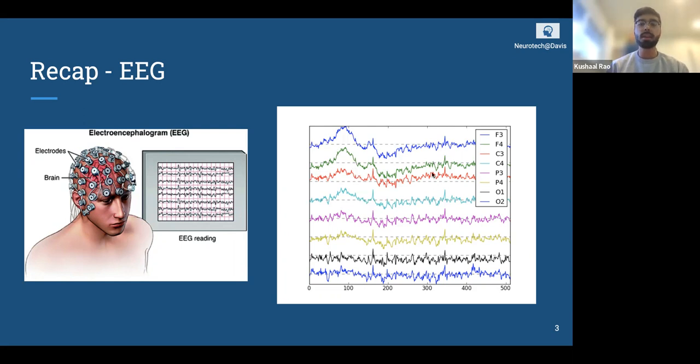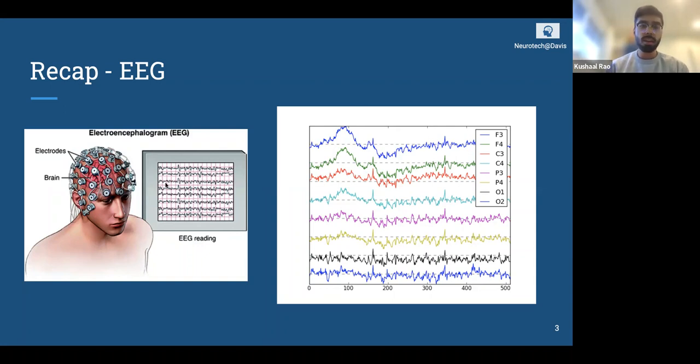And it is up to us to use this data, interpret it and process it in such a way that we can make meaningful insights from what is happening and use that to control a cursor, control a drone, basically map that to executive commands that can be controlled using a brain-computer interface.